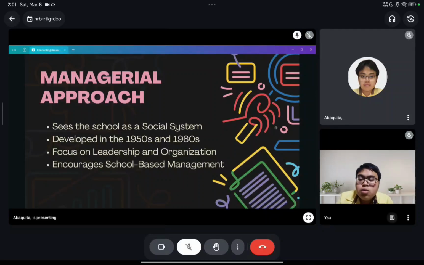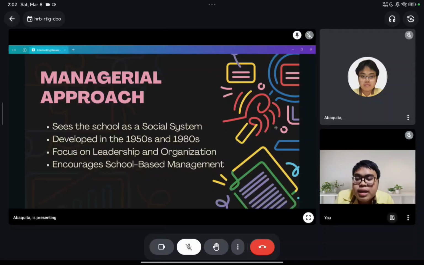The third one is the focus on leadership and organization. The school leaders, like the principals, are the ones who will plan the schedule and supervise different activities inside the school campus. And the teachers and staff will cooperate to make sure that the curriculum will run as smoothly as possible.